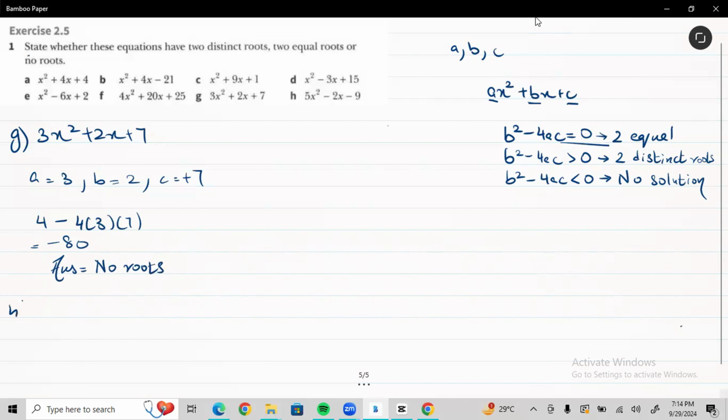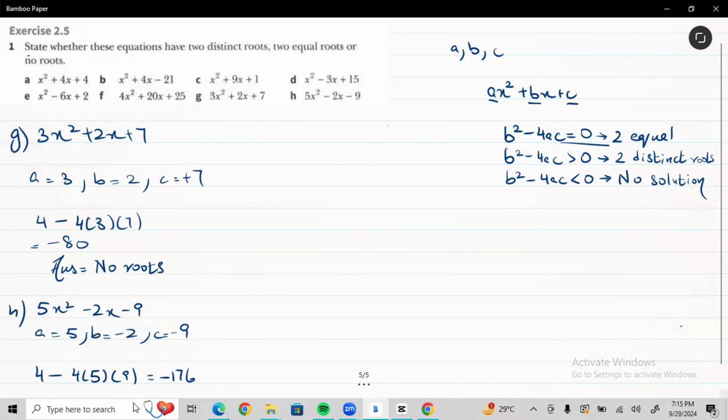Similarly, for part H, we have 5x squared minus 2x minus 9. So a is equal to 5, b is equal to negative 2, and c is equal to negative 9. Okay, so we have these values, just directly put them in. Negative 2 squared is positive 4, minus 4 multiplied by a multiplied by c. So we are going to get 5 multiplied by 9 multiplied by 4, 180. 4 minus 180 is equal to negative 176.